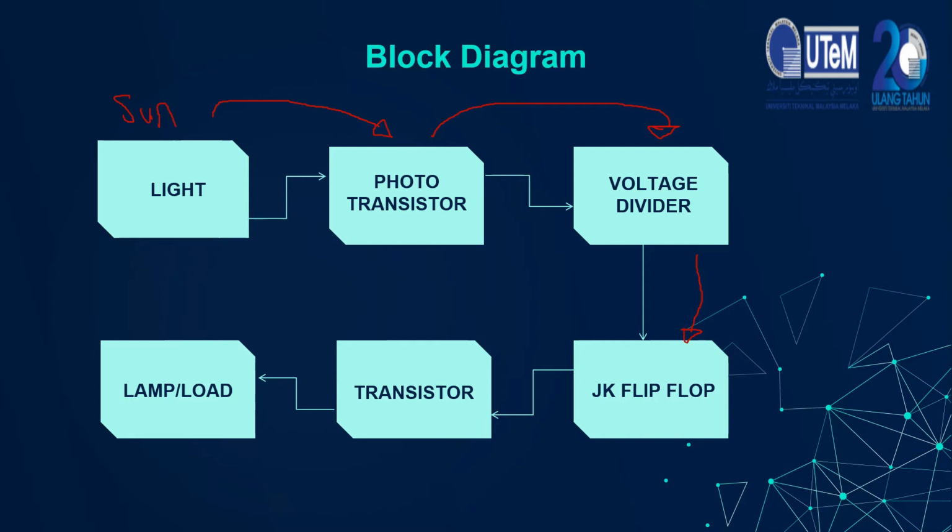Here, the operation begins to happen, whether it's on or off. Here is the sensor: the phototransistor is the sensor. The JK flip-flop will determine whether to send the signal to the transistor. The transistor will tell the lamp to switch on or off, depending on the current situation, sun or no sun.